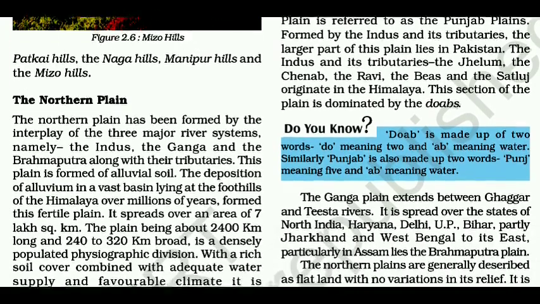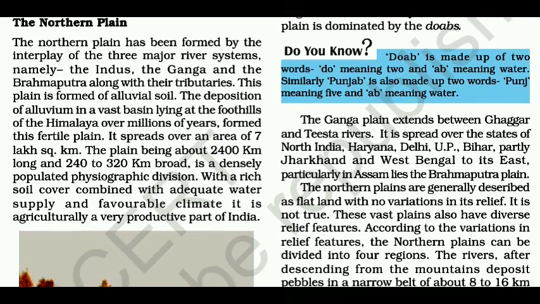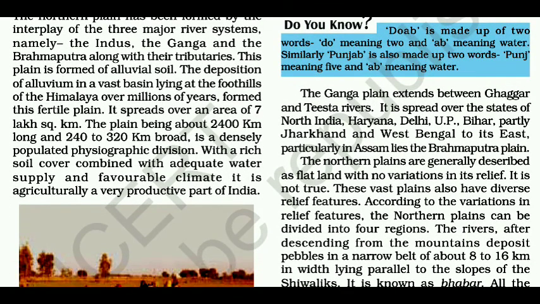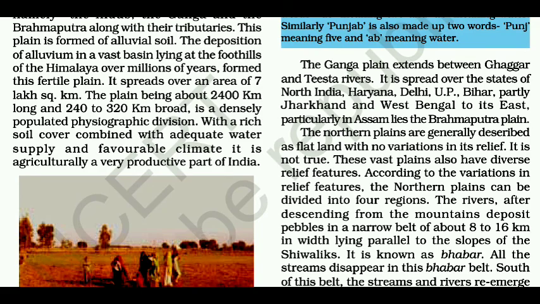Now we are going to talk about the Northern Plain. The Northern Plain has been formed by the interplay of the three major river systems, namely the Indus, the Ganga, and the Brahmaputra, along with their tributaries. This plain is formed of alluvial soil. The deposition of alluvium in a vast basin lying at the foothills of the Himalaya over millions of years formed this fertile plain. It spreads over an area of 7 lakh square kilometers, the plain being about 2400 km long and 240 to 320 km broad, is a densely populated geographic division. With a rich soil cover combined with adequate water supply and favorable climate, it is agriculturally a very productive part of India.